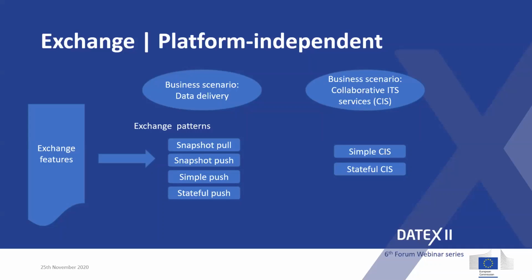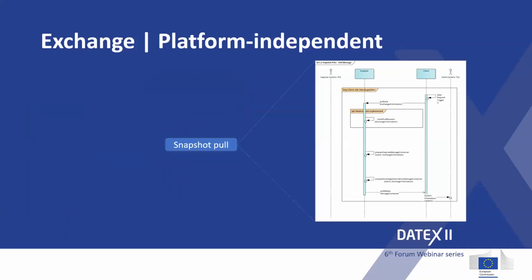So what's really in the interaction model? The important normative part is what are the operations or the methods that happen in communication between a client and a supplier. What's that interface? What's that API in a platform independent way? And that's what the models specify.